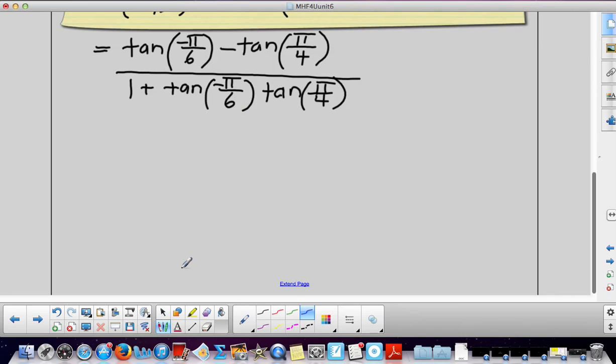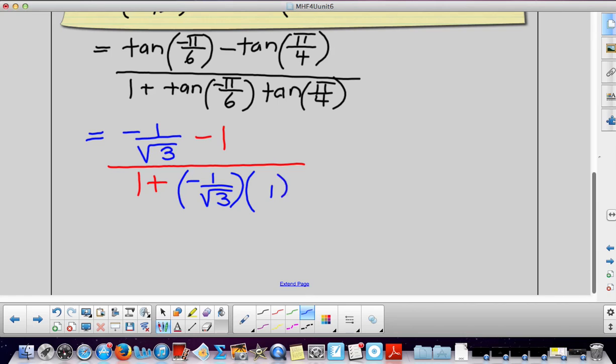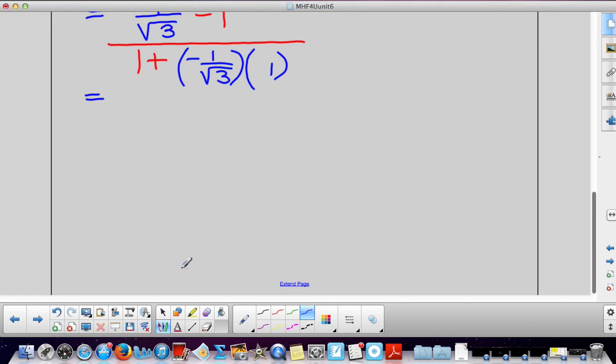So tan of negative pi over 6, of negative 30 degrees, that's just equal to negative 1 over root 3. And minus tan pi over 4, that's going to be equal to negative 1. All divided by 1 plus tan of negative pi over 6 times tan of pi over 4. So that's going to be negative 1 over root 3 times positive 1. So when you do that and actually rationalize or have the common denominators, you're going to have negative 1 minus root 3, all over root 3.